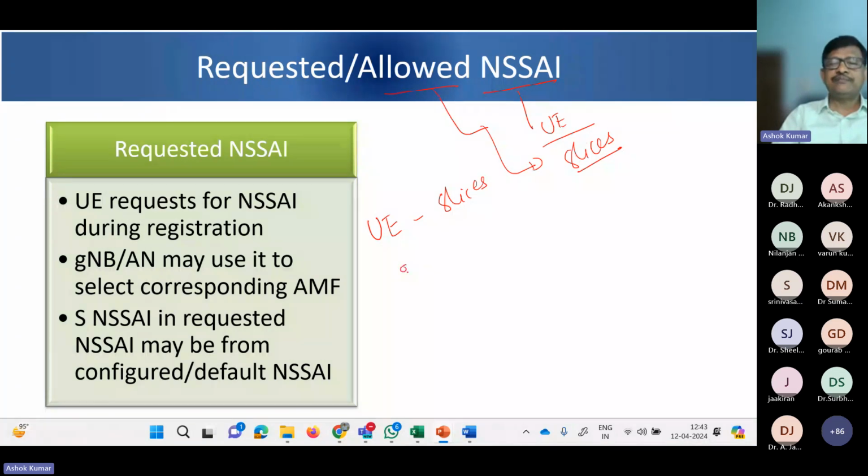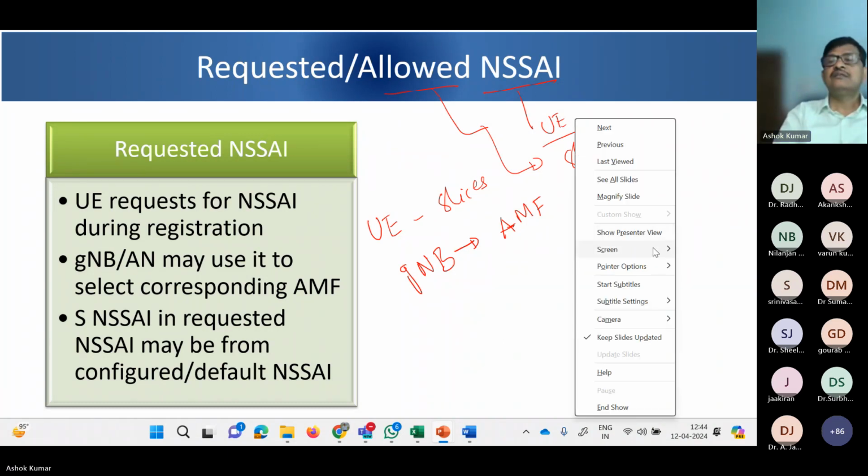So basically what happens is that during the initial request, this is coming to the gNodeB, which would select an AMF which can handle these slices, right? So it should select a particular AMF which can handle these slices. So in the initial request, these are used to select a correct AMF.